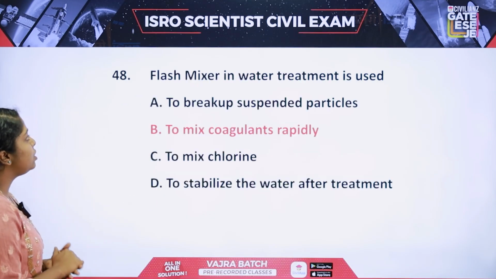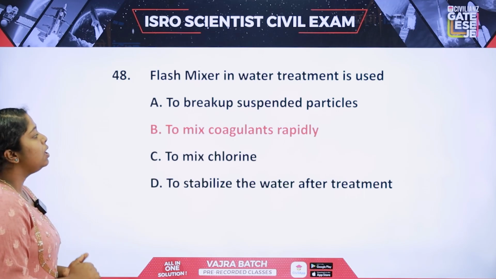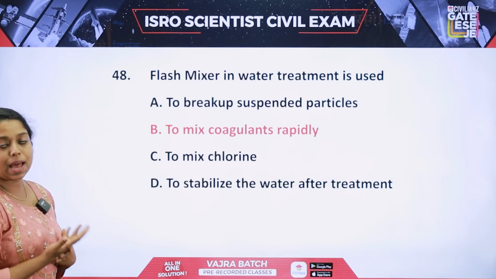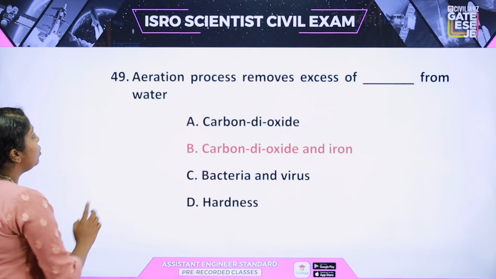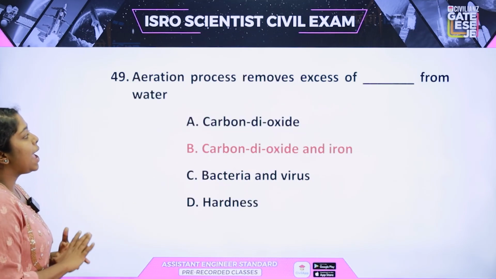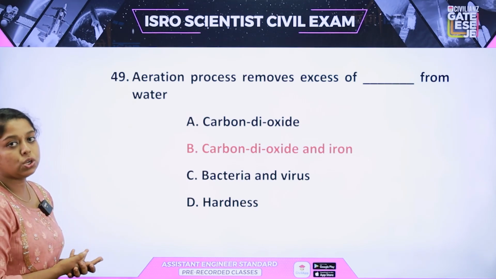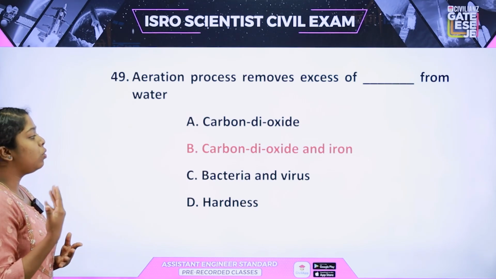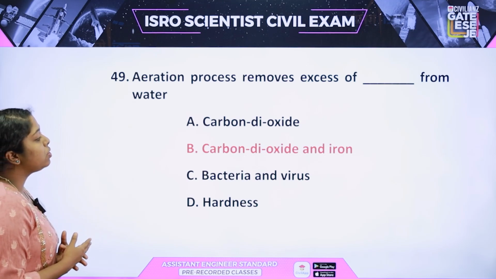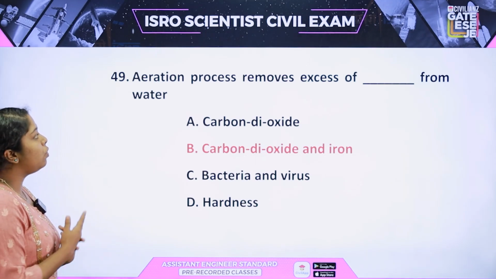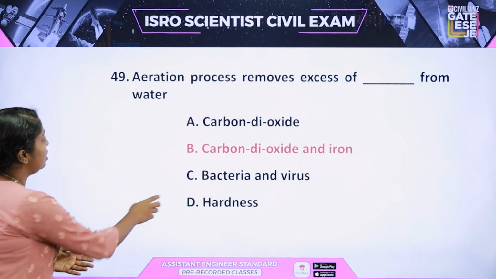Moving on to the 48th question. The flash mixer in water treatment is usually used. It is used to mix the coagulants rapidly. This is a general question. So option B is the right answer. Moving on to the 49th question. The aeration process removes excess of dash from water. Aeration process is usually adopted to remove the dissolved substances, dissolved gases in water. So carbon dioxide and iron are removed using the aeration process. So from this, option B is the right answer.